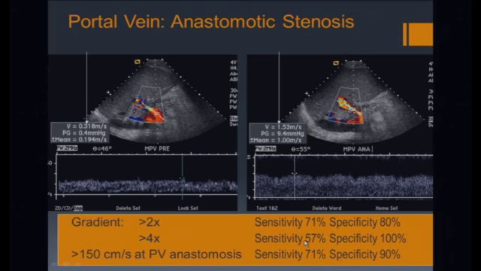to 57%. So here's a patient with a pre-anastomotic velocity of 0.31 meters per second and an anastomotic velocity of 1.53. So here, this is a step up of greater than 4, and this is 100% specific for a portal vein stenosis. If you prefer a numeric value, 150 centimeters per second or 1.5 meters per second, such as this patient has over here, has a 71% sensitivity and 90% specificity for portal vein stenosis.